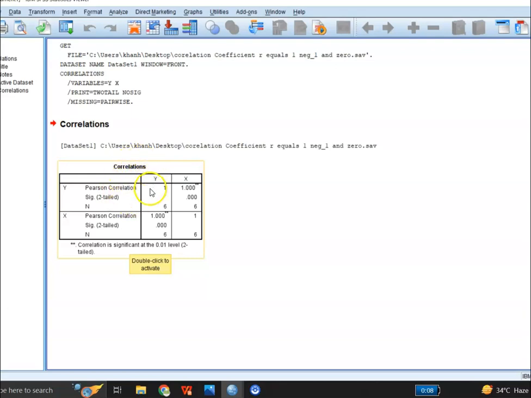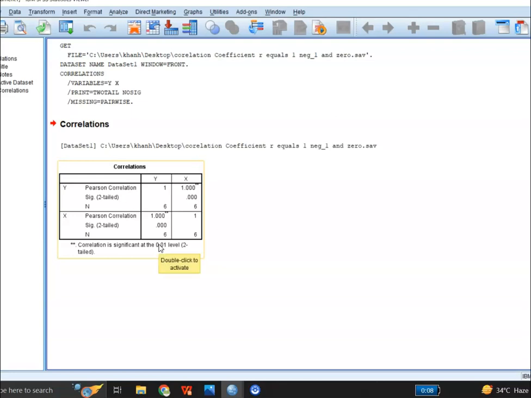So here is the result. The correlation coefficient between y and y is equal to 1. The correlation between x and y is also equal to 1, and the p-value of this correlation coefficient is 0.00. In SPSS, when there are three 0s to the right of the decimal point, it means that this is highly significant, and below it shows that the correlation is significant at the 1% level. So this is highly significant.